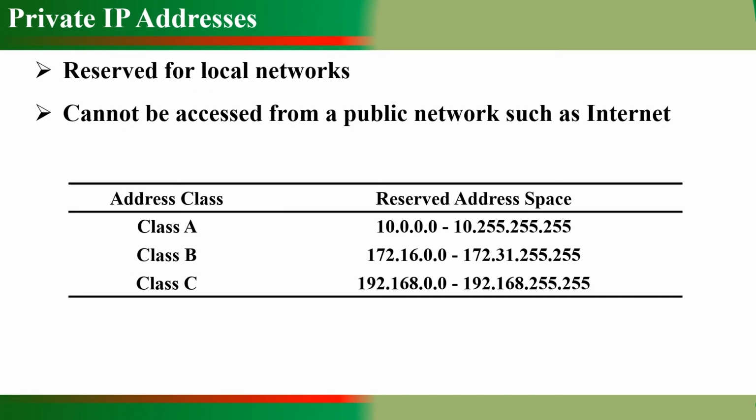Let us discuss private IP addresses. Some addresses are reserved for local networks. They can't be accessed from public networks such as the internet. We can't assign these addresses to our systems which are connected to the internet. For example, the class A reserved address space is 10.0.0.0 to 10.255.255.255. For class C, it is 192.168.0.0 to 192.168.255.255.